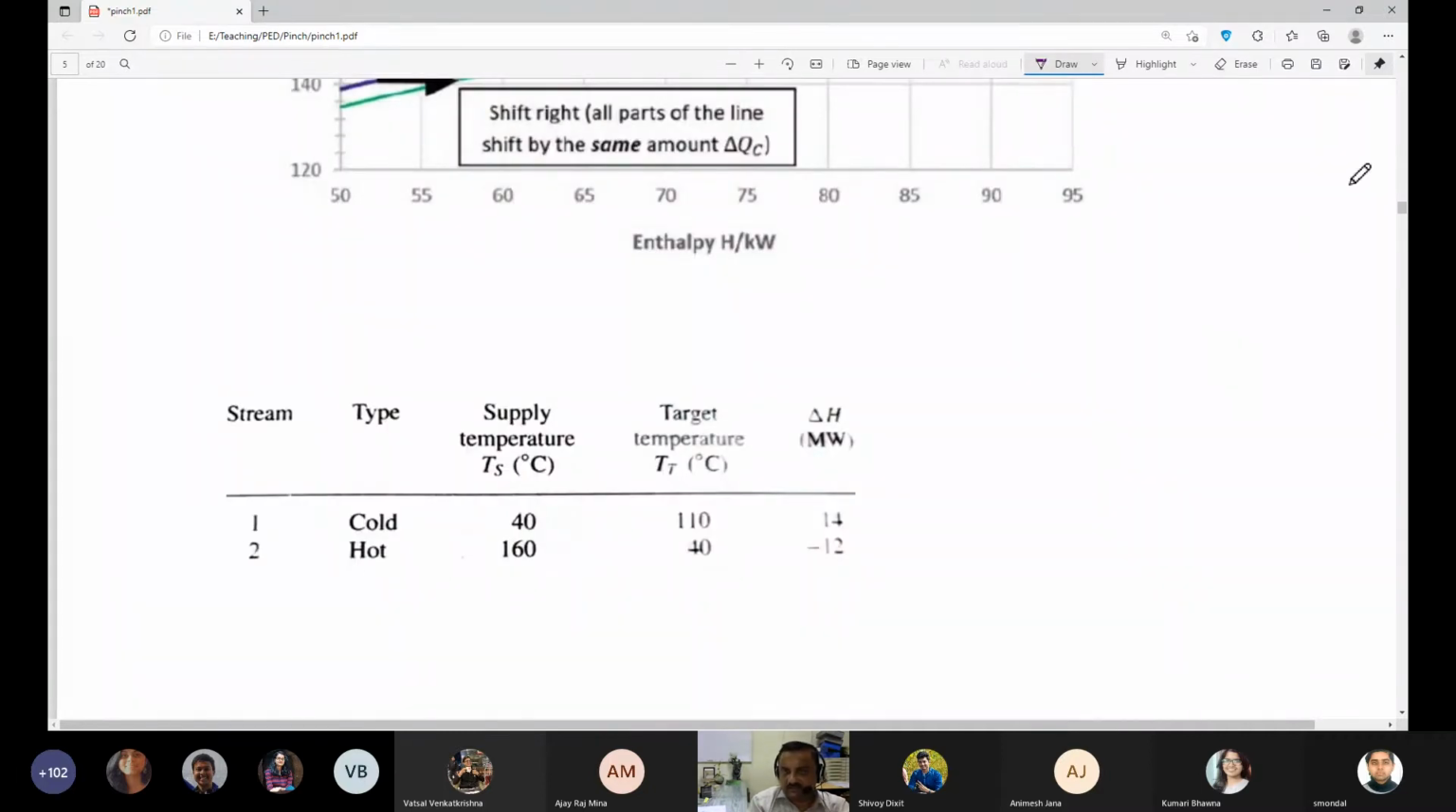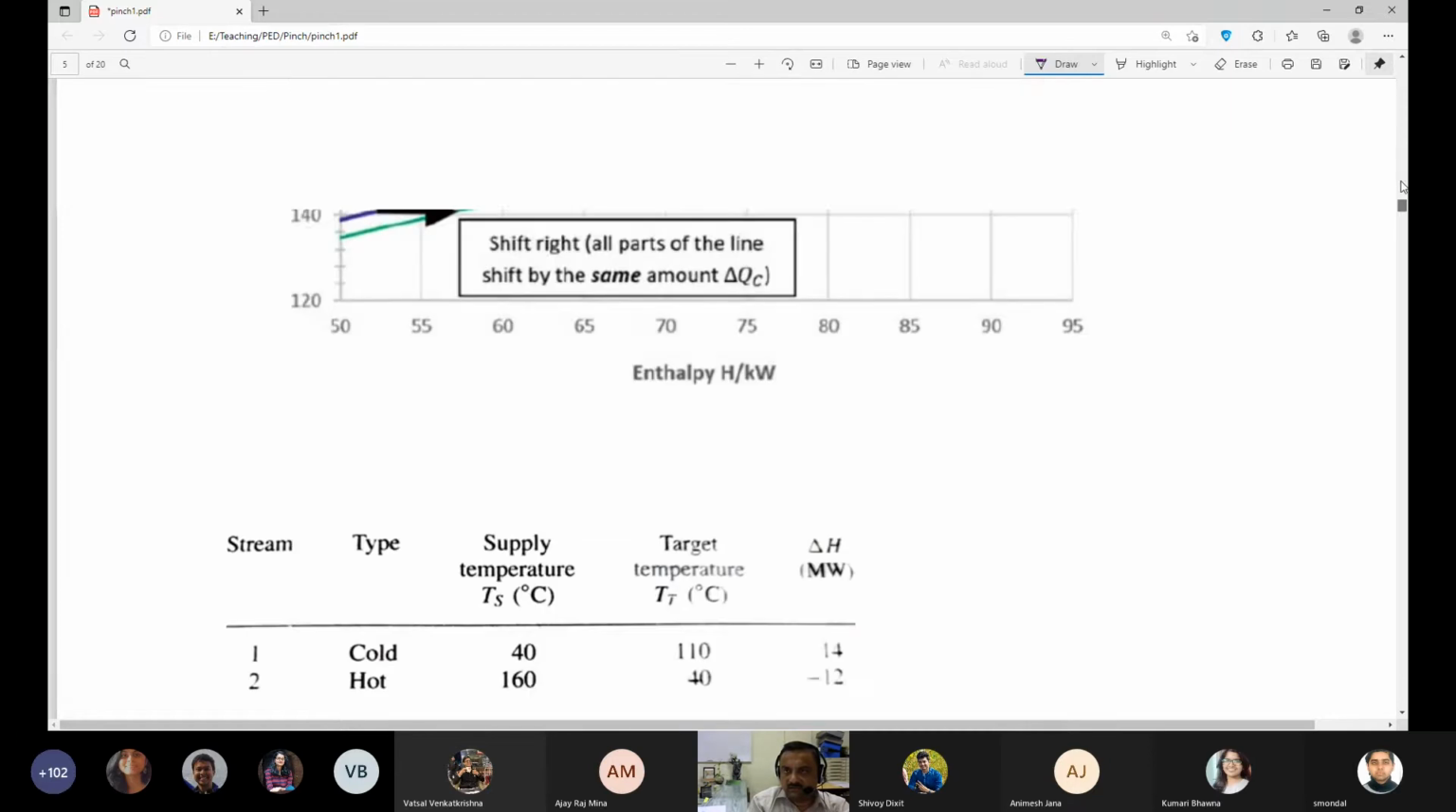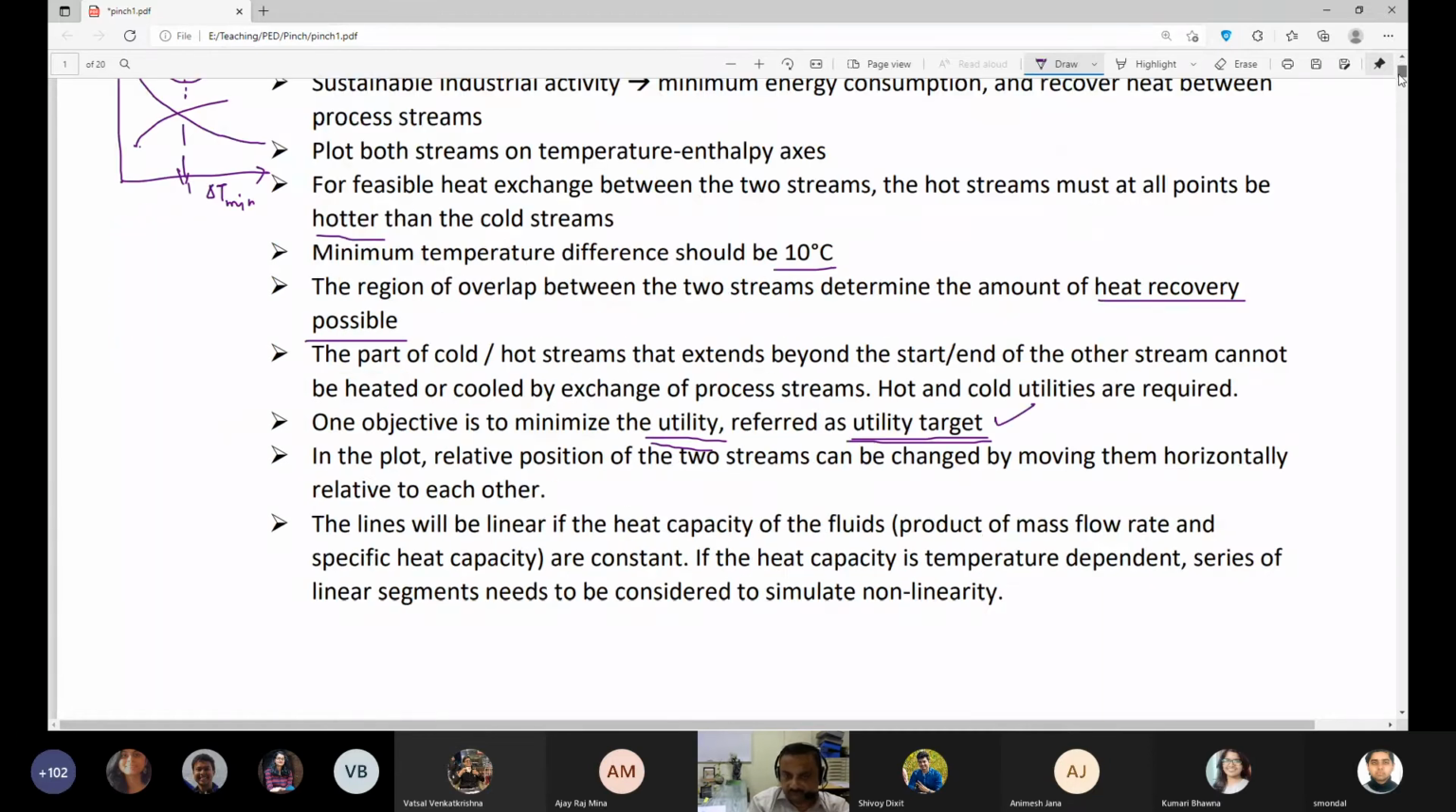Okay, so this is how we are going to look at this problem. What we note here is, in the plot, the relative position of the two streams can be changed by moving them horizontally relative to each other. This part we have just seen.